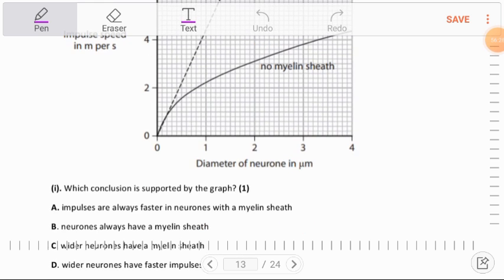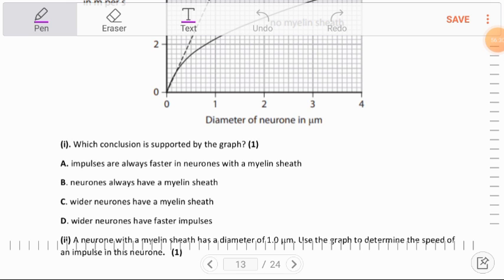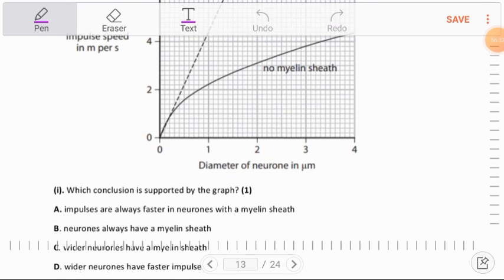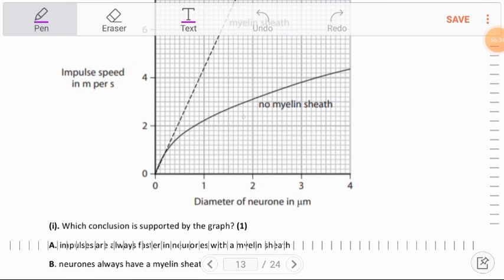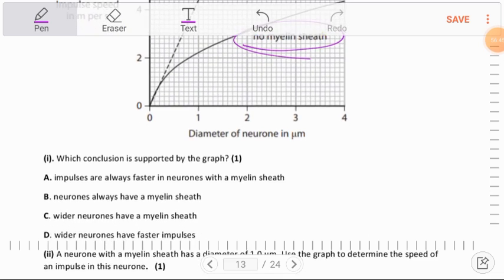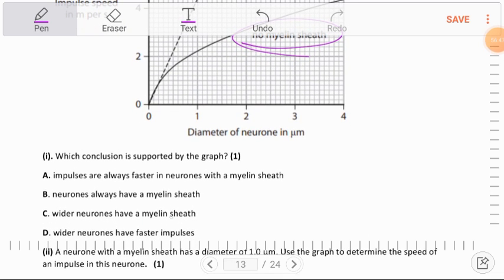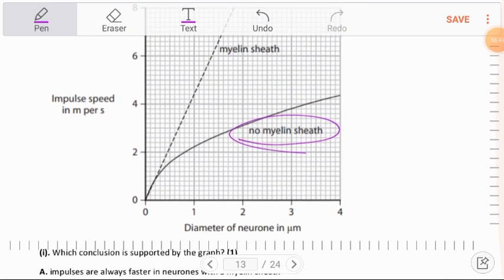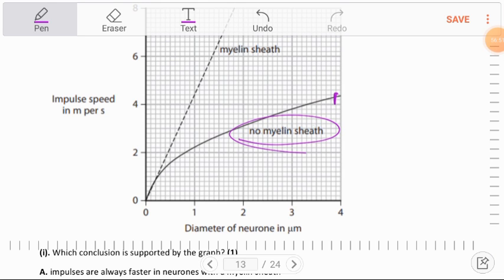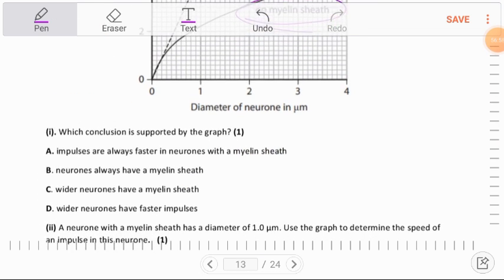So option A is not the correct answer. B says neurons always have a myelin sheath. Again wrong, because obviously there are some neurons that are non-myelinated. This is shown in the graph. So B is also not the correct answer. C says wider neurons have a myelin sheath, which is completely wrong, because at this point it is a very wide neuron, but it is also non-myelinated. So C is also not the right answer.